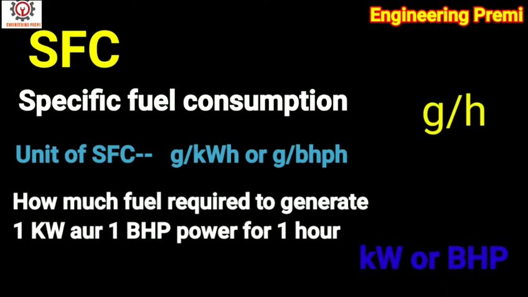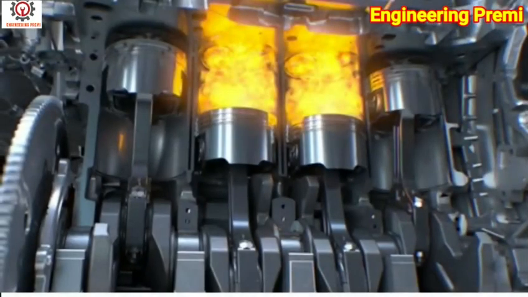Now tell me, what does it mean? What do you understand from this? It tells the engine's efficiency. Mostly, it is a measure of the engine. Friends, 210 grams per kilowatt hour means to produce 1 kilowatt power for 1 hour, 210 grams of fuel will be consumed. Multiply the power required by that, and you will get the total fuel consumption.